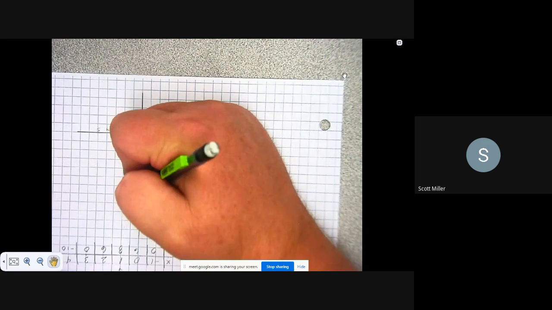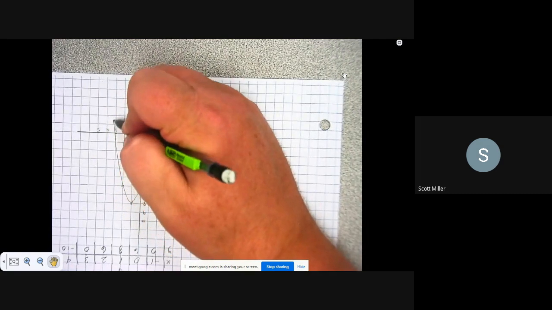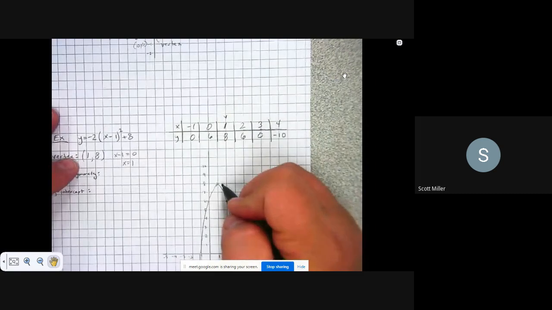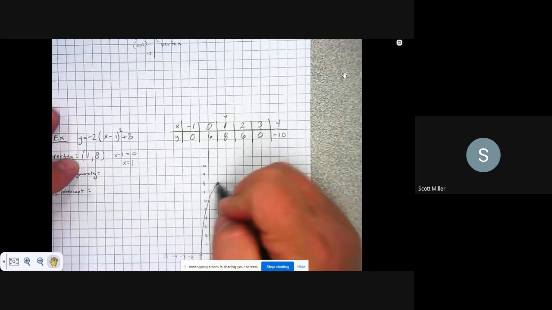Draw your curve and aim for -10. Try to avoid the little pointy things up here. Don't make it a nice sharp corner. Make it a nice smooth curve.